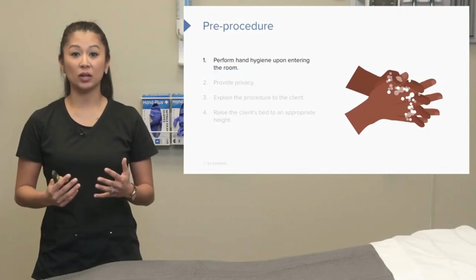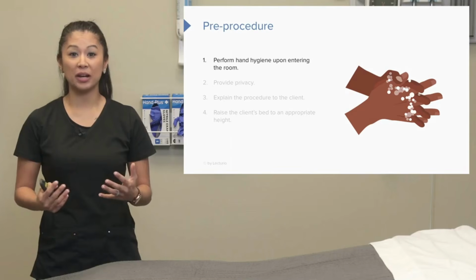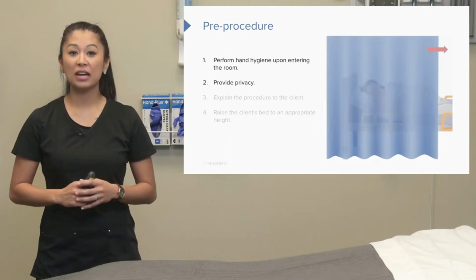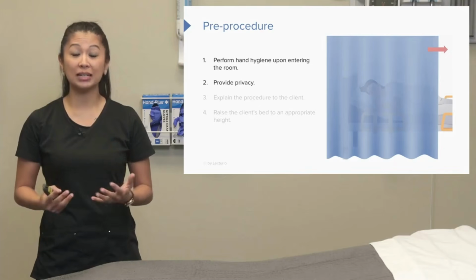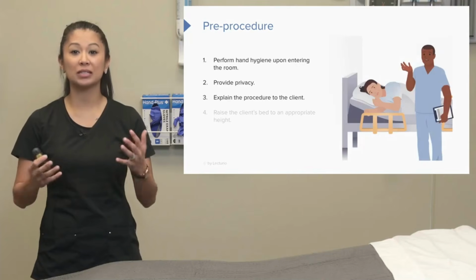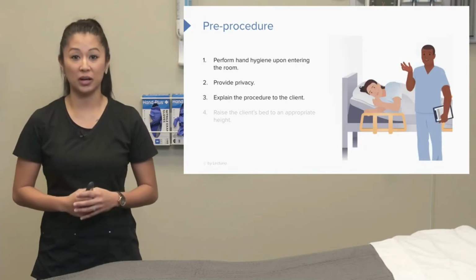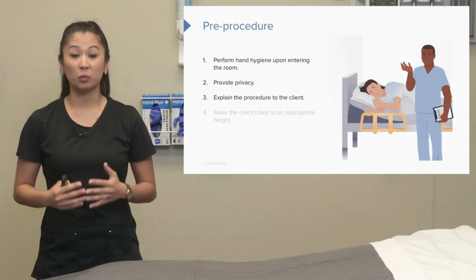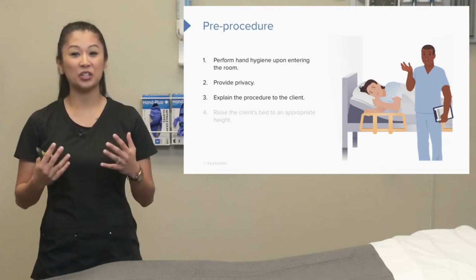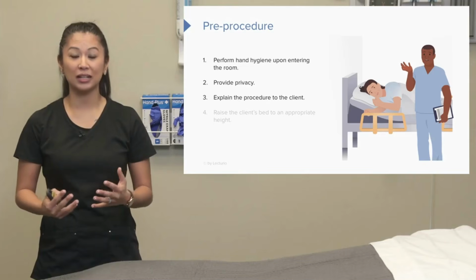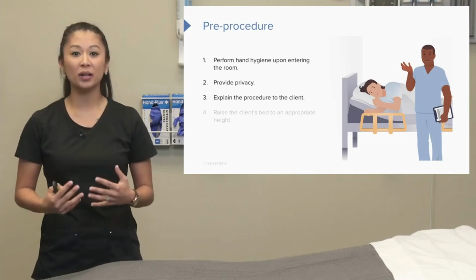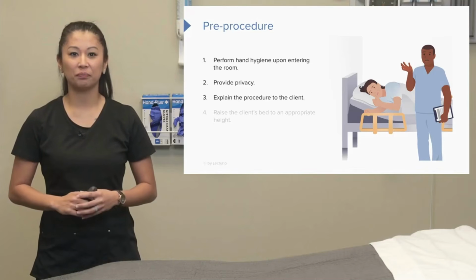So when we start an IV, in any procedure with a patient, don't forget hand hygiene when you come into the room. We definitely want to provide patient privacy because we are doing a procedure with our patient, and make sure that you are explaining this in detail to your patient. Now keep in mind, when we are poking or inserting an IV, if you will, anything sharp, any procedure with a patient, there may be some apprehension there, some anxiousness, so we want to be reassuring in this step.